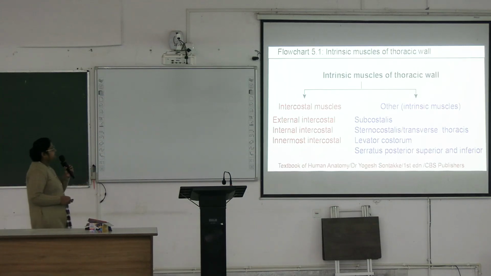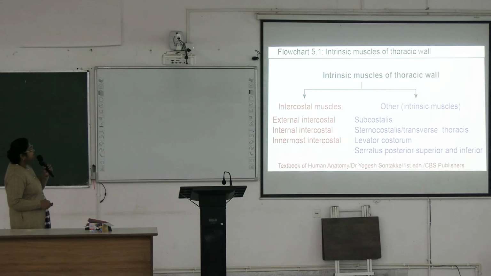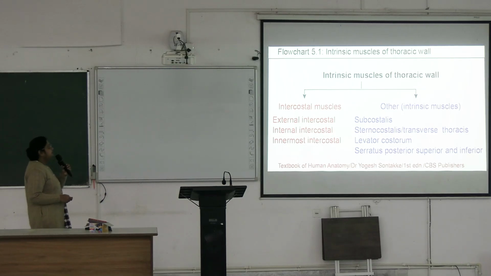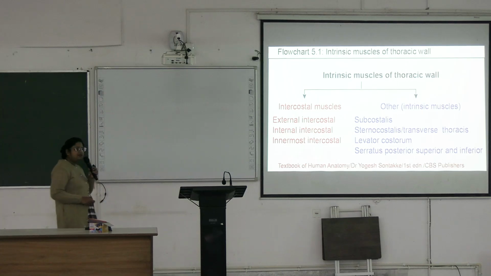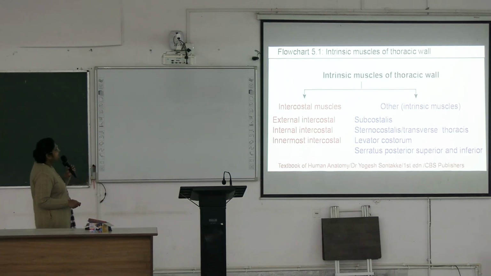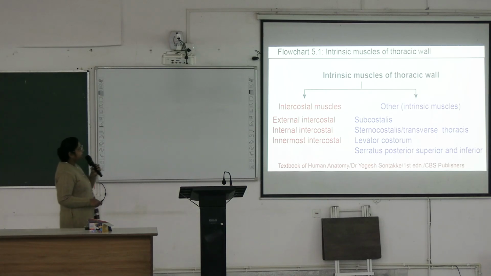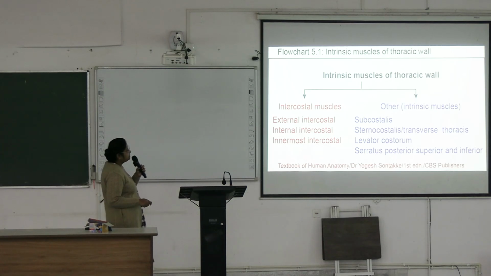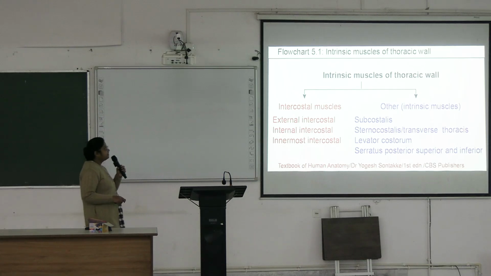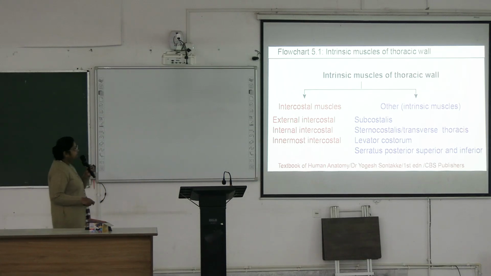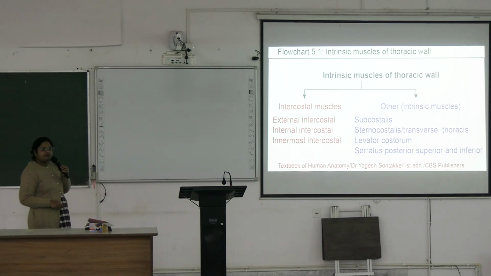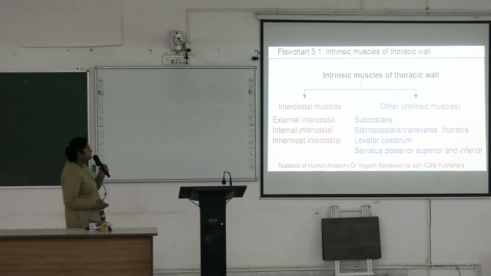So intrinsic muscles of the thoracic wall, it is formed by intercostal muscles and some other muscles. Intercostal muscles are 3 in number: external intercostal, internal intercostal, and innermost intercostal. And other muscles are subcostalis, sternocostalis or transversus thoracis, levator costorum, serratus posterior superior and inferior. So all these are intrinsic muscles of the thoracic wall.